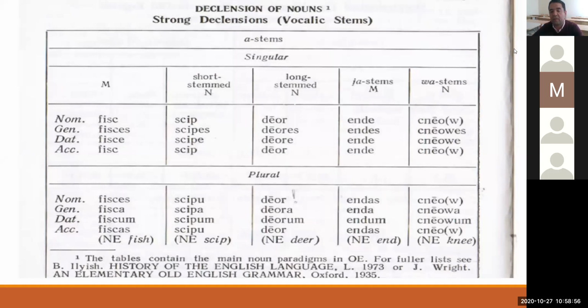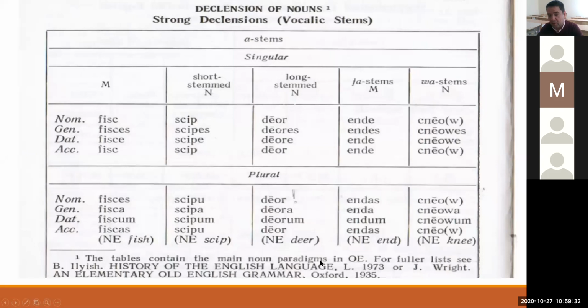What suffixes did they have in long stem neuter? In long stem, they are also the same as in short stem. In plural, they are different. For plural, nominative and accusative take zero suffix. In genitive, a, and in dative um.